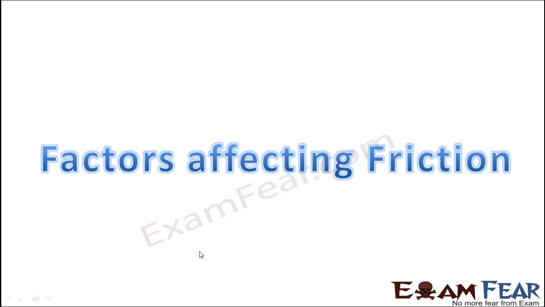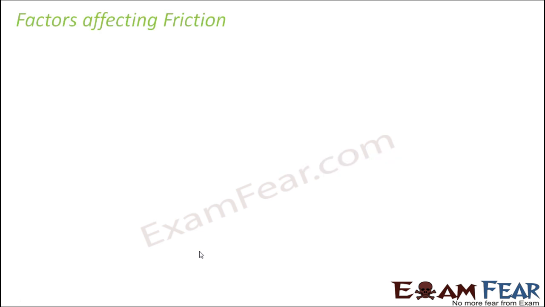Before that, let us talk about the factors affecting friction. So what are the different factors which give rise to friction, or on which frictional force is dependent? Primarily, there are two important factors which affect friction. One is the smoothness of the surface. So basically, how smooth or how rough the surface is decides how much the friction will be.